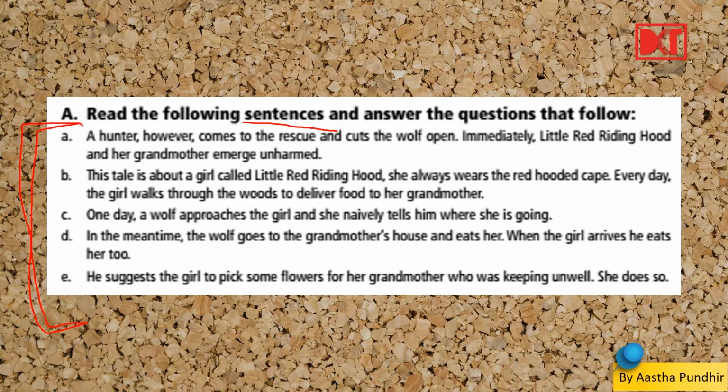B: This tale is about a girl called Little Red Riding Hood. She always wears the red hooded cape. Every day, the girl walks through the woods to deliver food to her grandmother. C: One day a wolf approaches the girl and she naively tells him where she is going. D: In the meantime, the wolf goes to the grandmother's house and eats her. When the girl arrives, he eats her too.